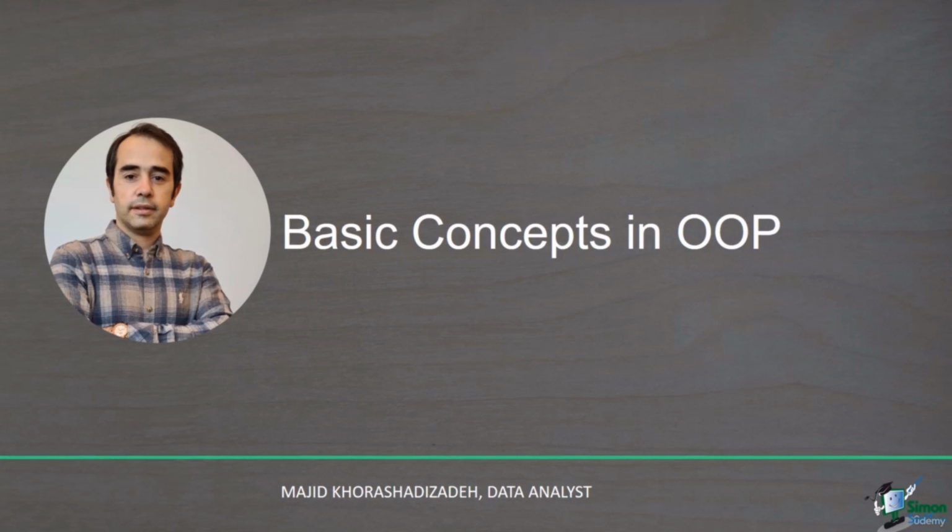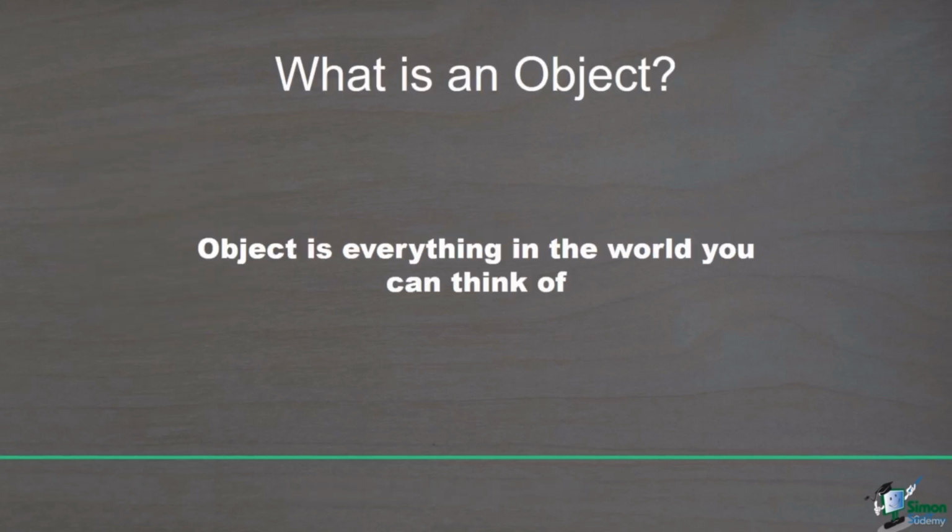Hi. In the first chapter of this course, I will talk about basic concepts in object-oriented programming, which is usually called OOP. Object-oriented programming is a programming paradigm that is based on the concept of objects. In fact, objects are the basic units of object-oriented programming. So you might ask what the object is. Objects are everything in the real world that you can imagine, such as a car, house, students, or anything like this.